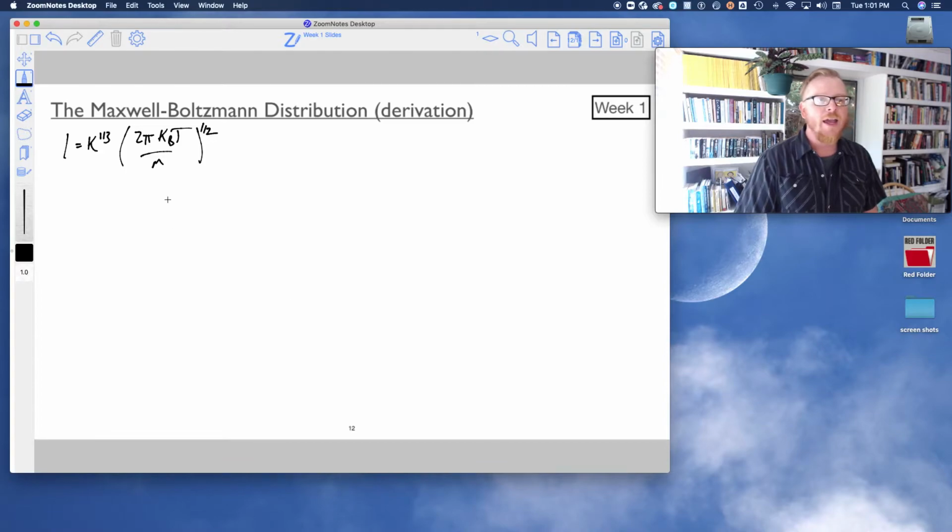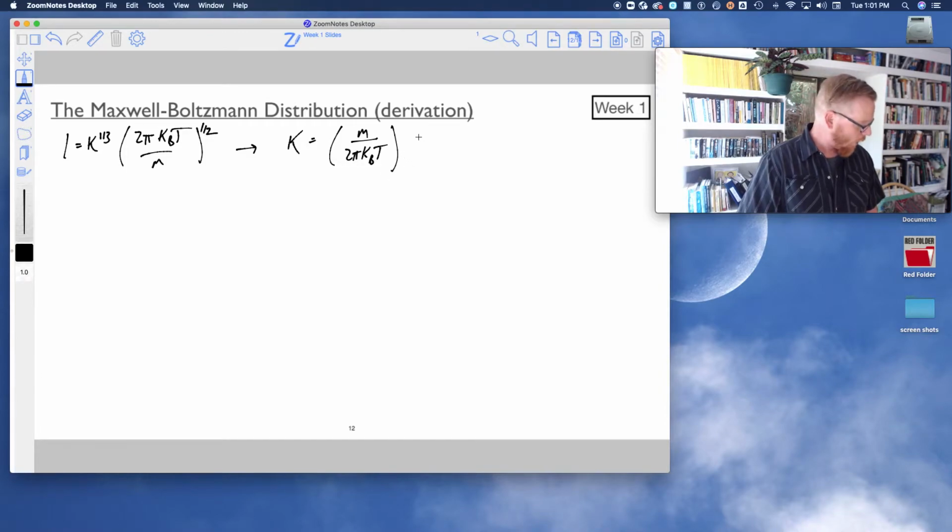And so from here we can solve for that constant k. And I'm going to just do the algebra very quickly. So that's just k equals m divided by 2 pi kbT, all to the 3/2 power.